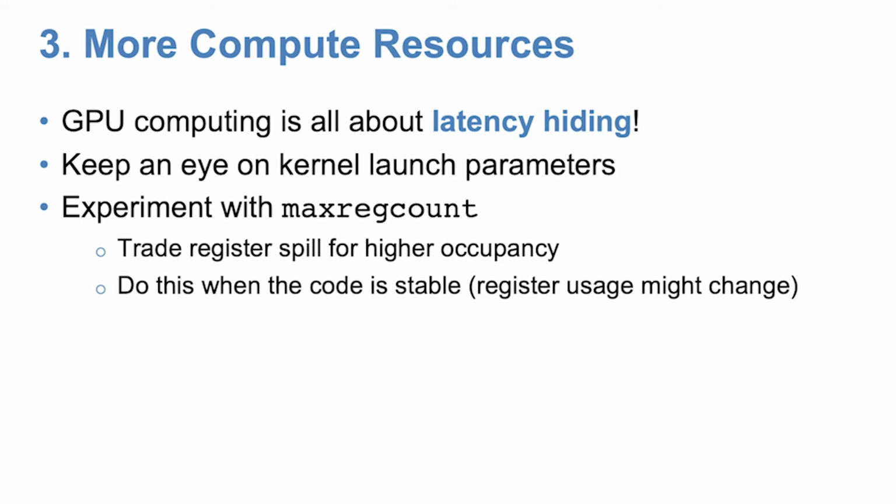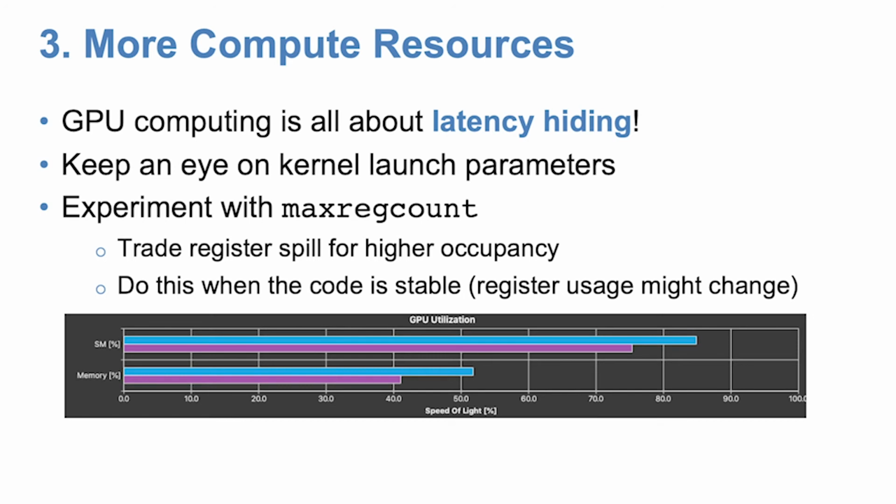Experimenting with the max reg count of the NVIDIA compilers could also be rewarding. In our case, by tweaking this flag, we have gained another thread block. Even though more register spills have occurred, the higher occupancy has proven to be very beneficial, as can be seen on this speed of light chart on Nsight Compute.